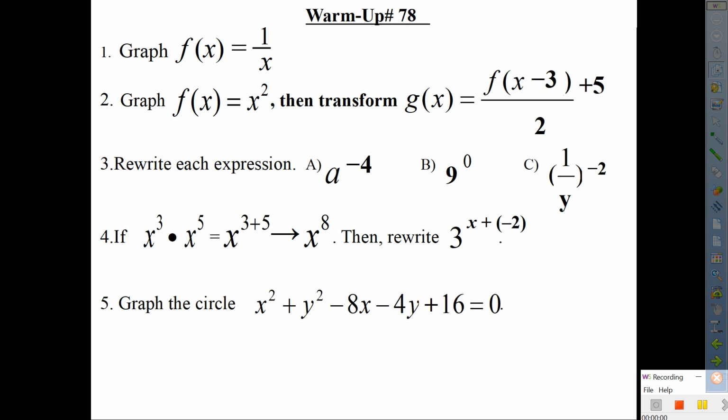Number 4, we got if x to the third times x to the fifth is x to the eighth, which means we add 3 and 5. Then rewrite 3 to the x plus negative 2 as the exponent. And number 5, graph the circle, x squared plus y squared minus 8x minus 4y plus 16 equals 0. Copy that and go.